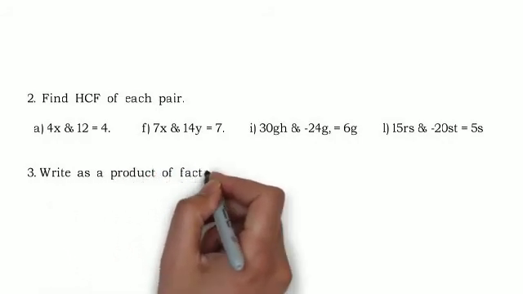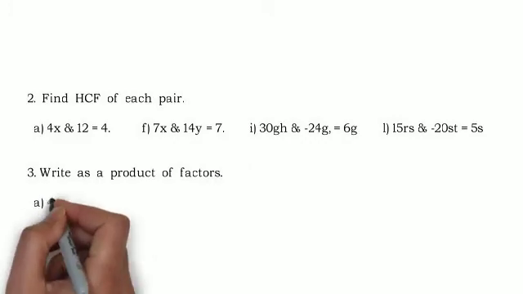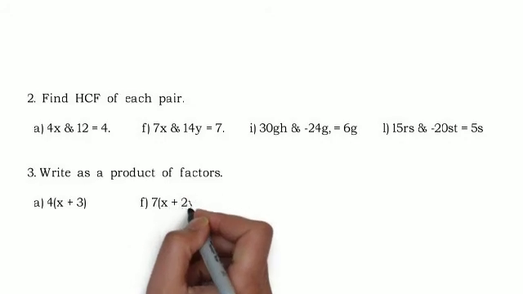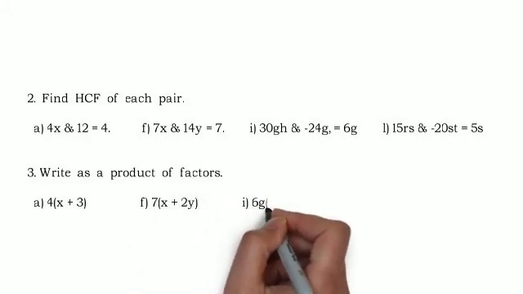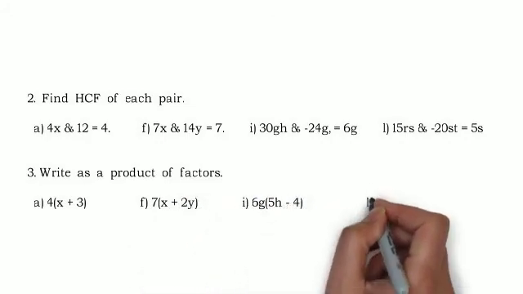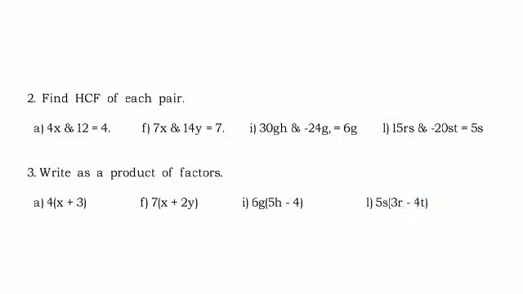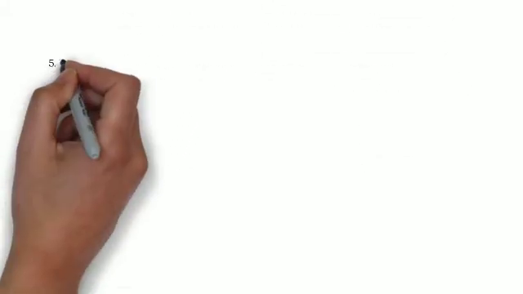Write them as a product of their factors, those ones in question 3. A becomes 4 bracket x plus 3, F becomes 7 bracket x plus 2y, I becomes 6g bracket 5h minus 4, and L becomes 5s bracket 3r minus 4t. So we see we can multiply those factors, which gives us that expression.